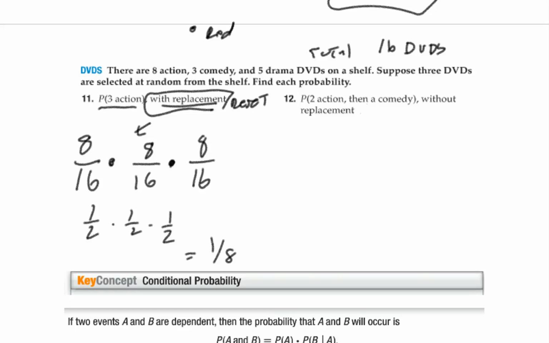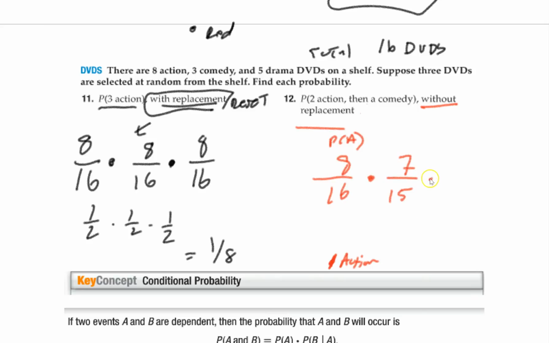Now let's look at this one. They want 2 action, then a comedy, without replacement. We take the DVD, we keep it with us. So for the first action, there's 16 movies and there's 8 action. So I got my 1 action. Now for the second one, we want action again. But now it's without replacement, so I don't put that action back. I keep that movie. There's only 15 total movies. And I picked an action already, so there's 1 less action movie.